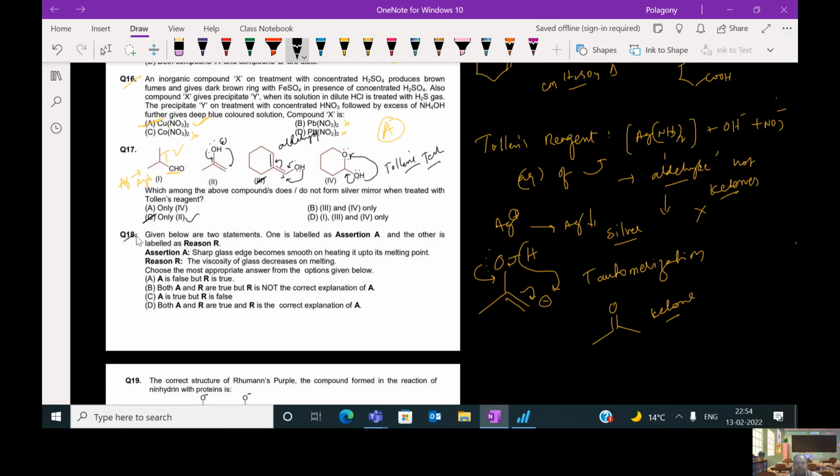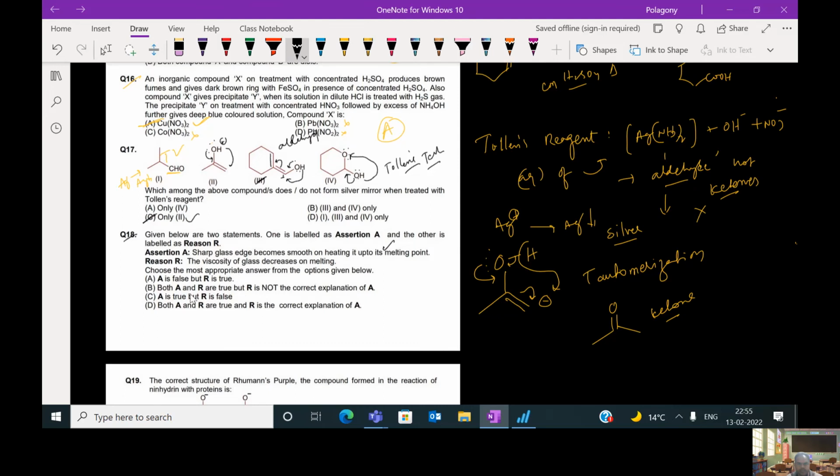Now, the 18th question. Given below are two statements, one labeled as assertion, the other labeled as reason. The sharp glass edge becomes smooth on heating up to its melting point. This is true. And the viscosity of glass decreases on melting. Choose the most appropriate answer from the options below.